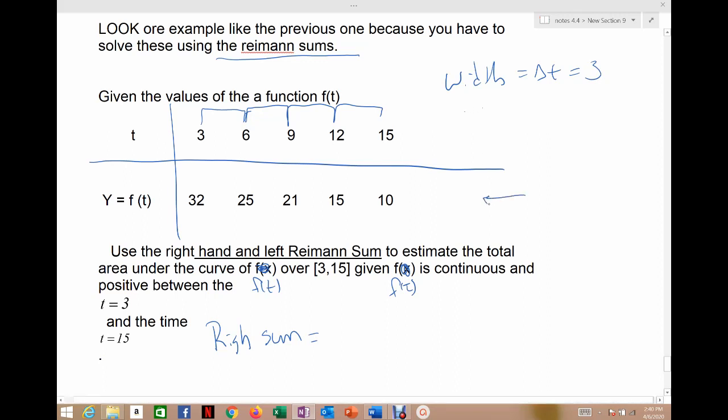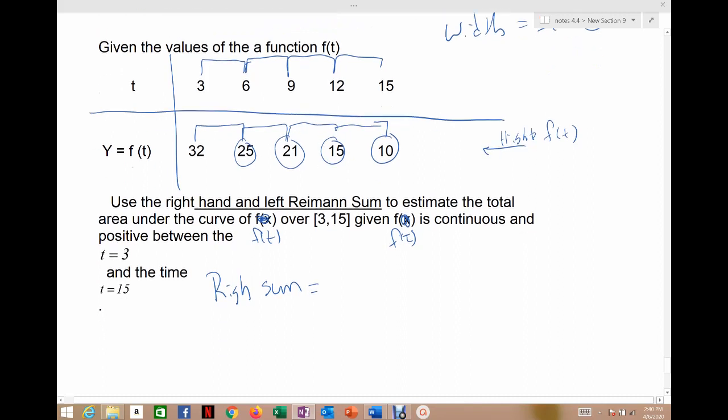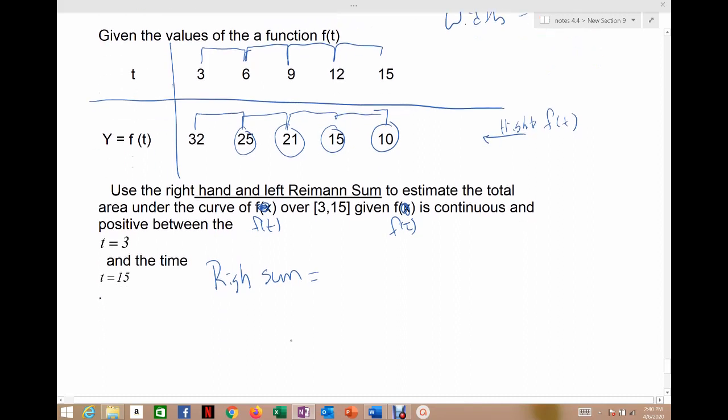The heights would be my function values, starting from whichever endpoint I'm starting from. If I'm starting on the right side, this is where I would start. I would draw my first rectangle at 10, then my next one at 15, then my next one at 21, and then my last one at 25. If I were to draw them, those would be my heights. And so on the right side, my heights would be 10, 15, 21, and 25. And so when I do my right sum, there would be 4 areas: area 1, area 2, area 3, area 4.